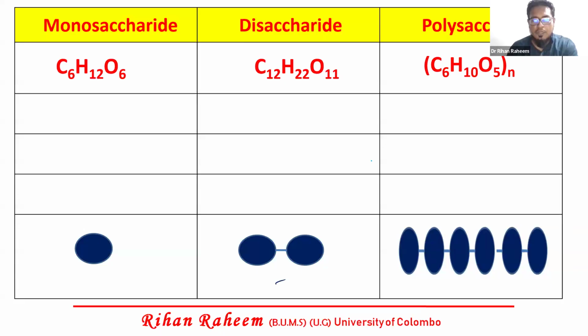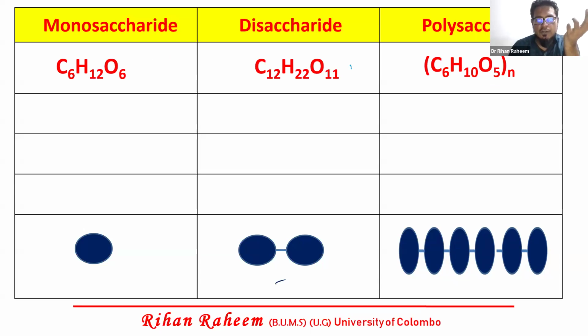I hope you all are clear about it. Then polysaccharide, we don't know how many monosaccharides are joining. Many means it might be 10, 20, 100. We don't know. So we just put C6H10O5 multiplied by any number. Here we know there is only 1, so we have given a clear idea.